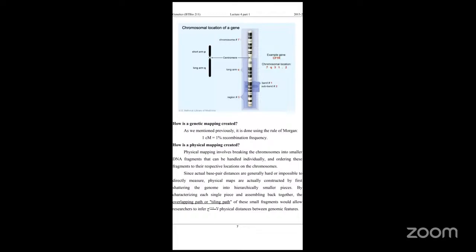Cytogenetic mapping involves staining of the chromosome with a dye, and then when the distinctive bands come, then what you have to do?